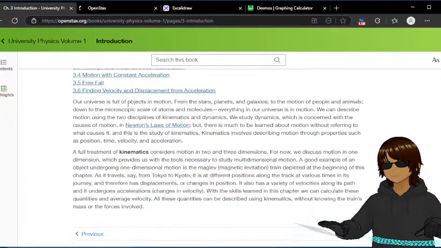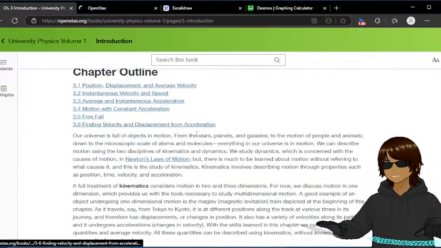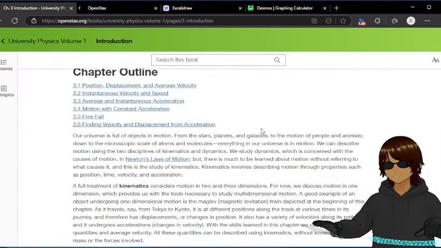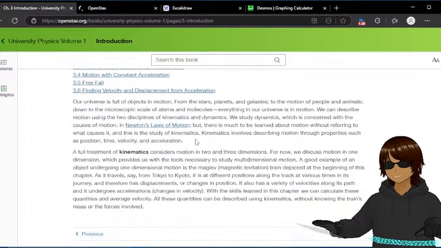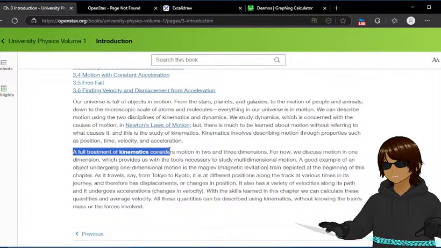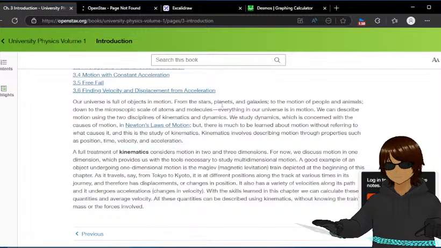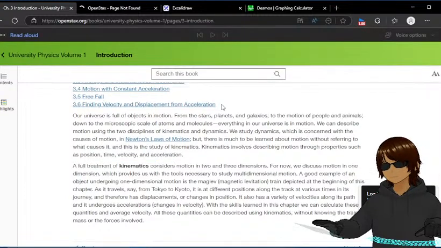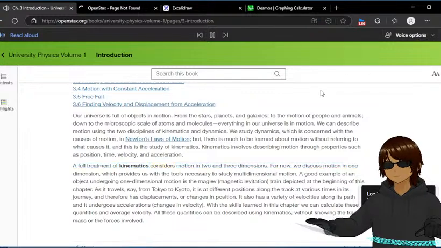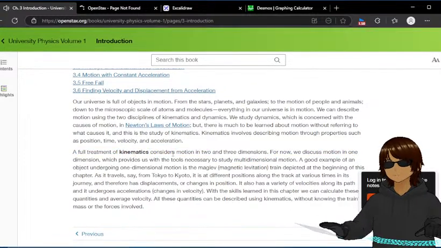Our universe is full of objects in motion, from the stars, planets, and galaxies to the motion of people and animals. A full treatment of kinematics. Is that how you pronounce it? Kinematics considers motion in two and three dimensions.